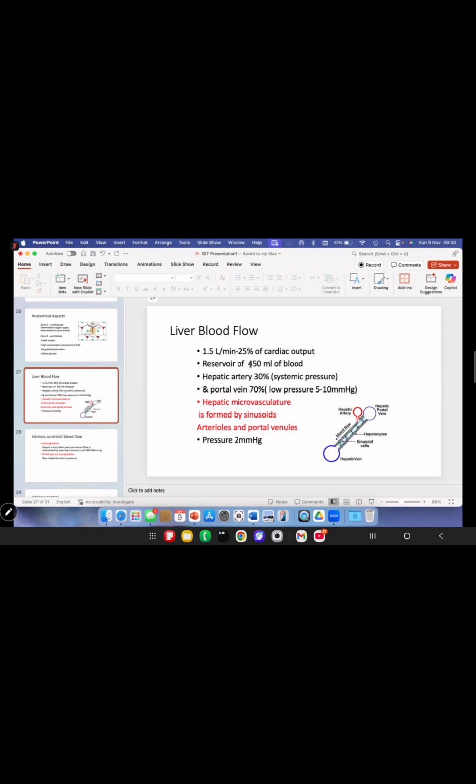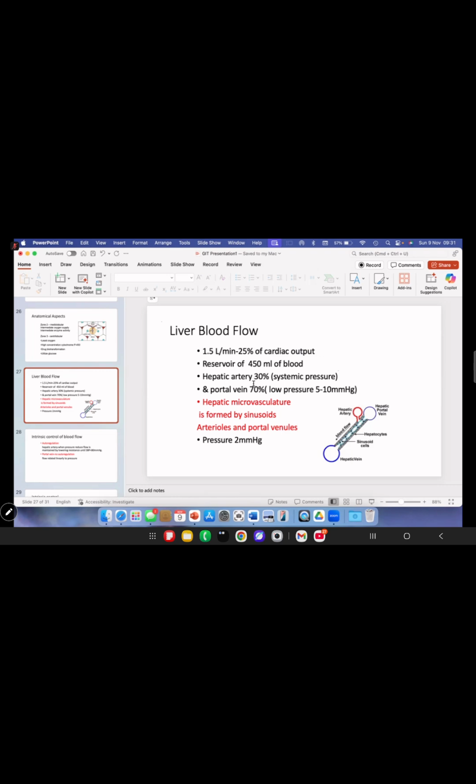Reservoir is 450. At a particular time, the liver has 450 ml of blood inside, like half a pint, half a liter. Hepatic blood supply at a particular time: hepatic artery supply, that's oxygenated blood, 30%. Okay, so that is dependent on the systemic pressure. If your pressure is down, that will be cut off. And the portal vein, the vein which carries gut related blood that has nutrients, 70%.